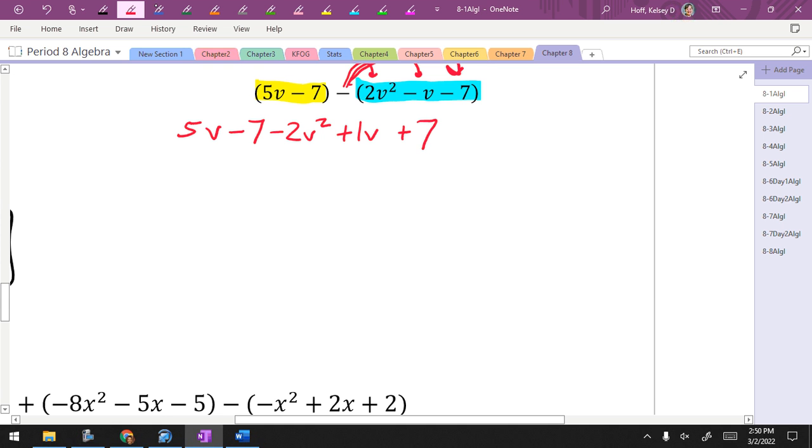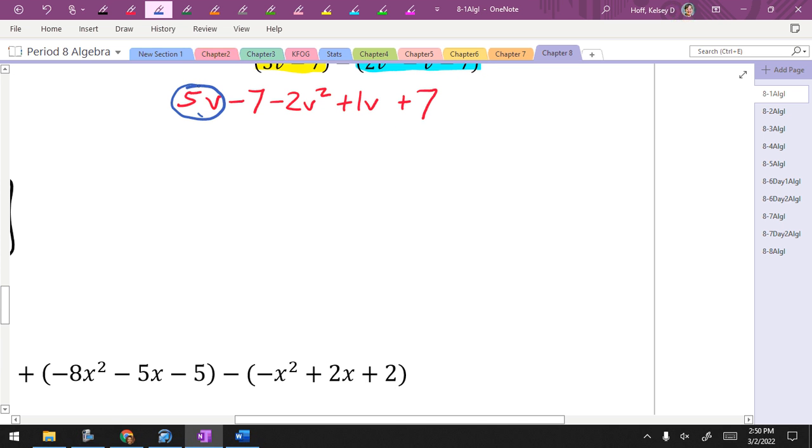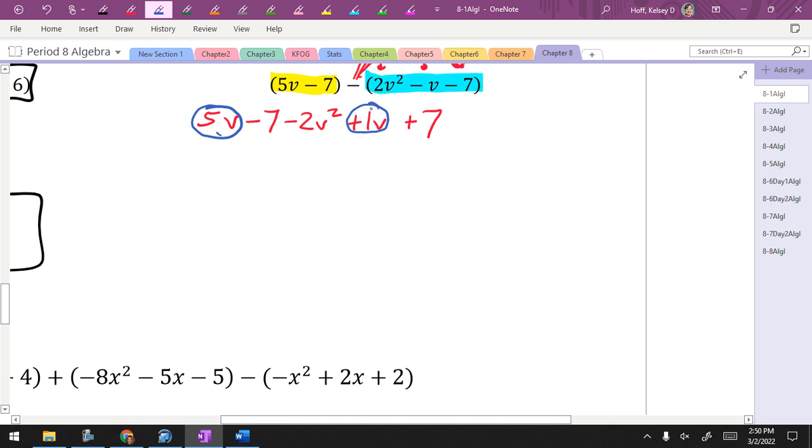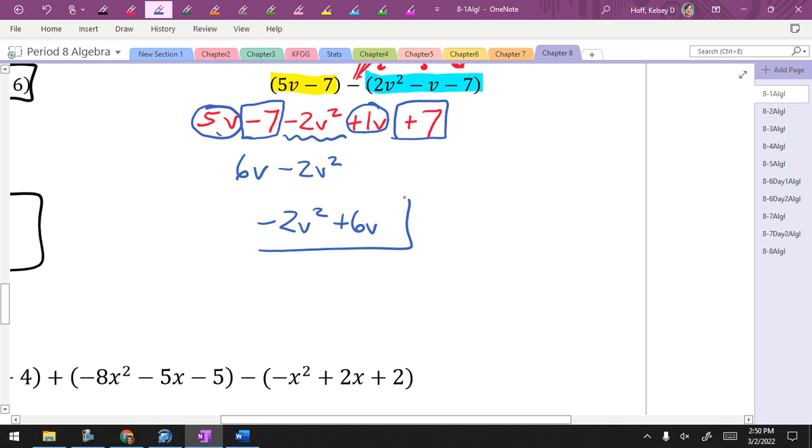Now go back to your shapes. What can be combined with 5v? 1v for a total of 6v. What can be combined with negative 7? Positive 7 for a total of, do I need to write plus 0? No. And then last but not least, negative 2v squared. Nobody goes with him. Can I circle that? What should go first? Negative 2v squared plus 6v. Got this.